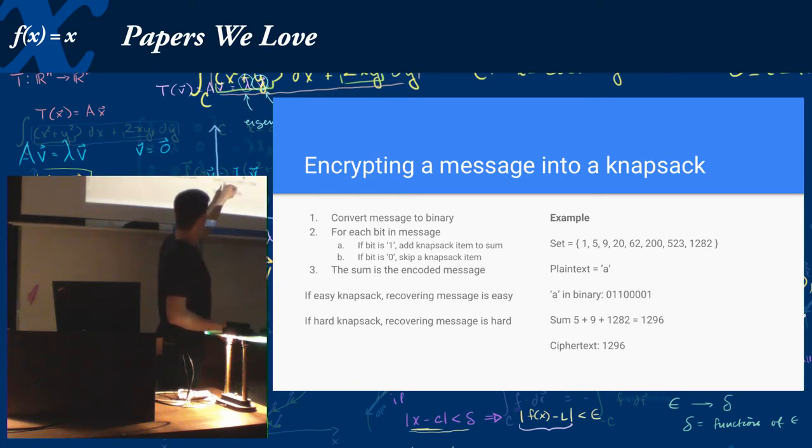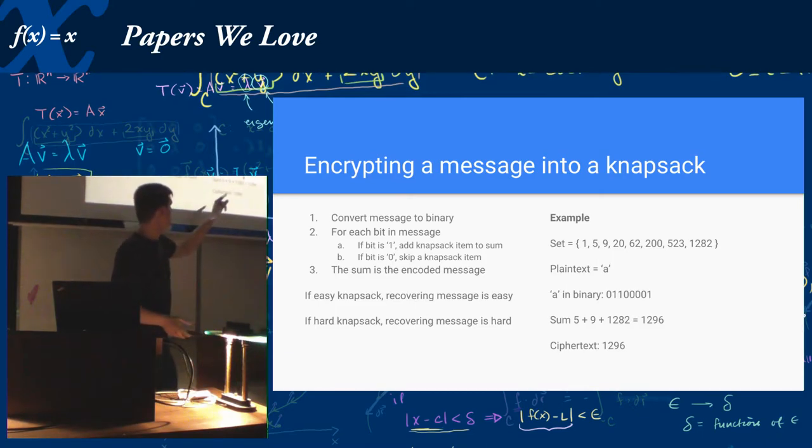So I have an example here. You include 5, and you include 9, because it's a 1. Then 0, 0, 0, 0, so you don't include any of those numbers. And then 1 at the very end, so you include 1282. And you sum them. And then the ciphertext is 1296.